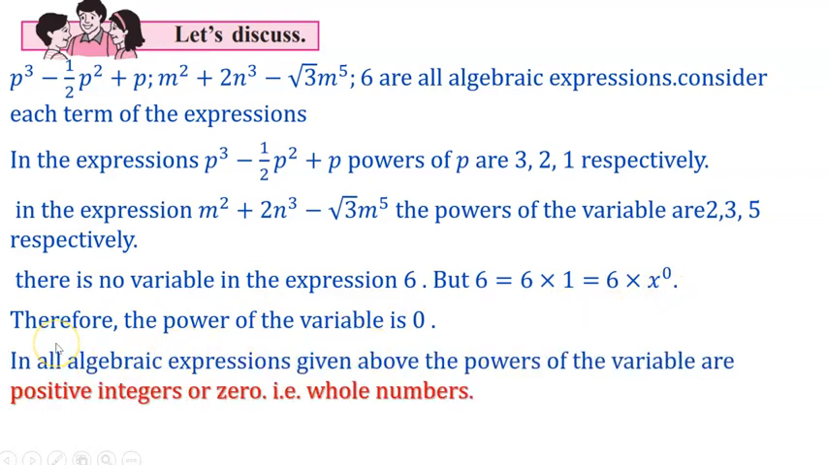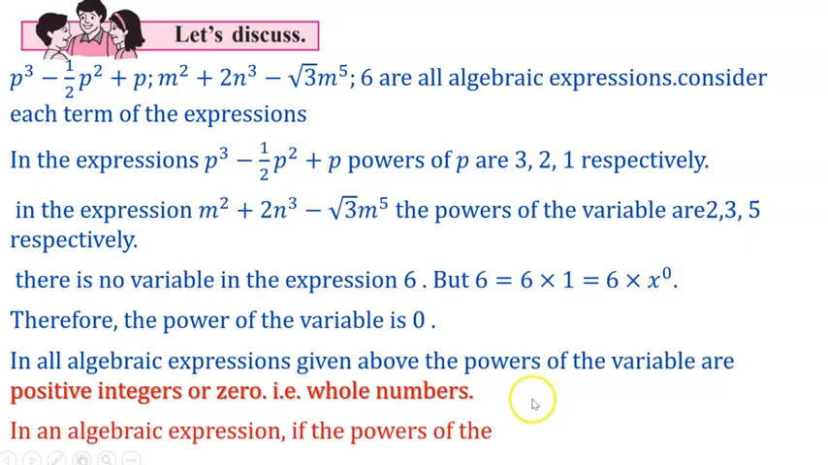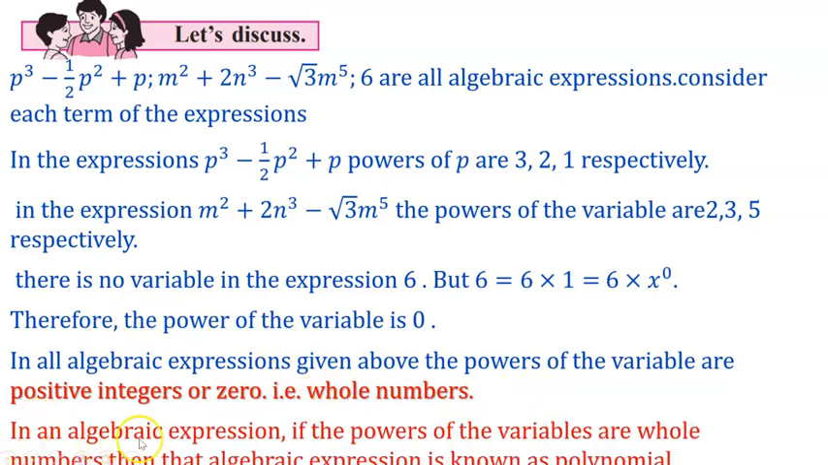Therefore, in all algebraic expressions given above, the powers of the variable are positive integers or 0, that is the whole numbers. And therefore in an expression, if the powers of the variables are whole numbers, that is 0, 1, 2, 3 up to infinity, then that algebraic expression is known as a polynomial.